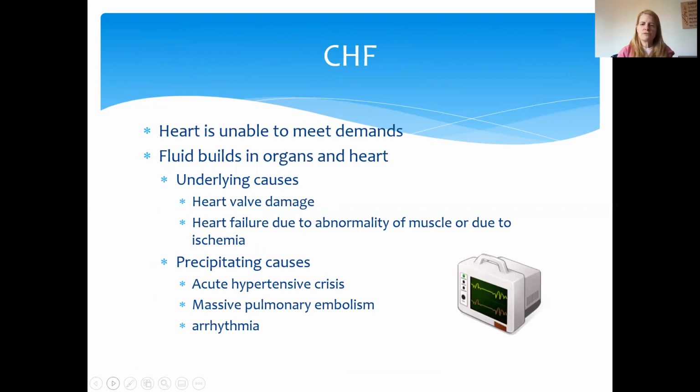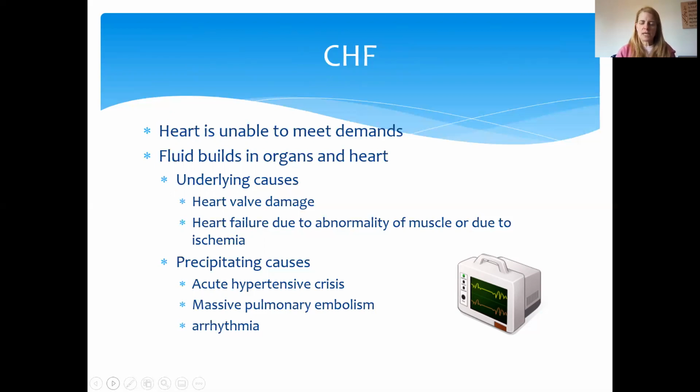And this is congestive heart failure. This is kind of what I was talking about before. The heart's unable to meet the demands that it needs to for output to the body. Fluids build up in the organs in the heart. It can be because of heart valve damage. It can be because of heart failure due to the muscle abnormality or due to ischemic properties, where parts of the heart are not operating properly because of a reduced or stopped blood flow to some of the blood vessels.